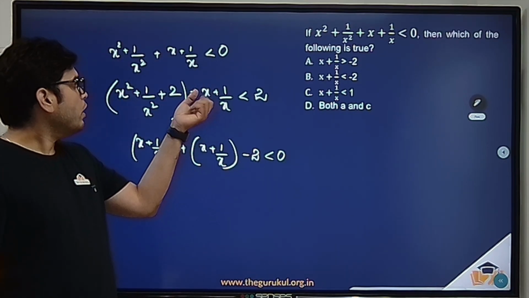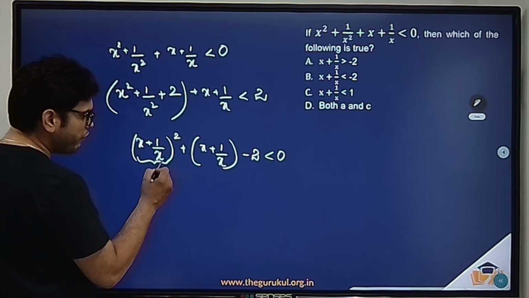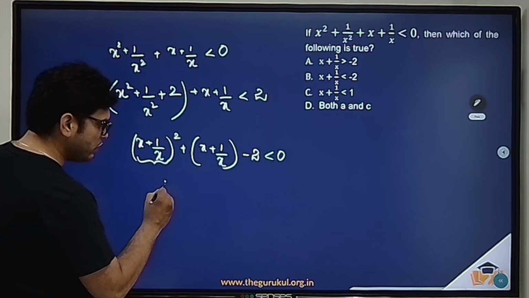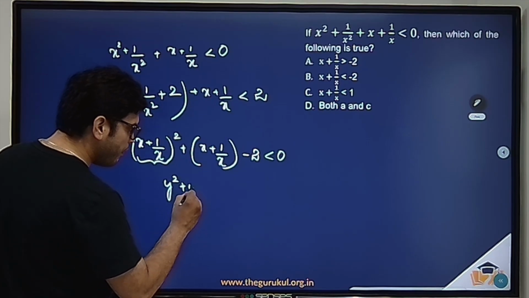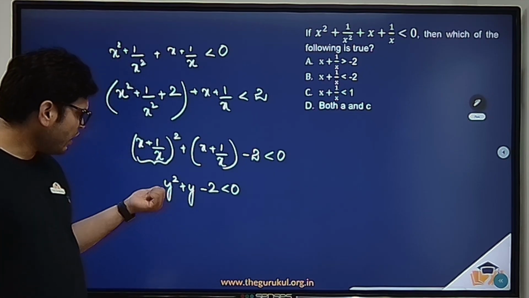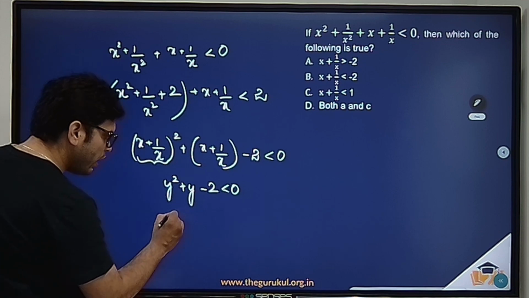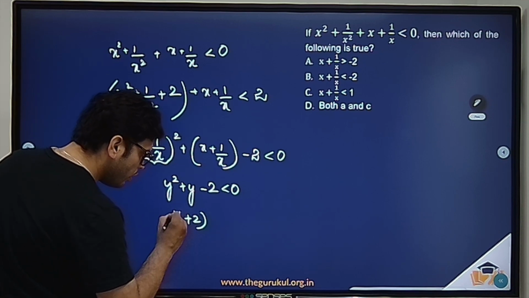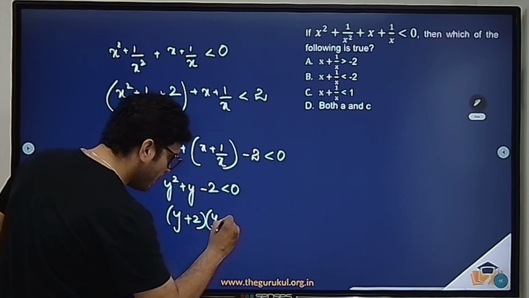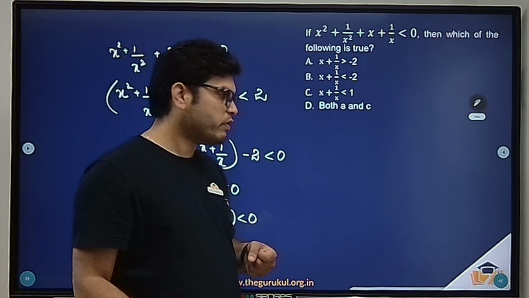Now in the options we have x plus 1 by x. So let me consider the value of x plus 1 by x to be y. So this becomes y square plus y minus 2. This should be less than 0. Now how can we factorize this? This is nothing but y plus 2 into y minus 1. Now this should be less than 0, where y is nothing but x plus 1 by x.